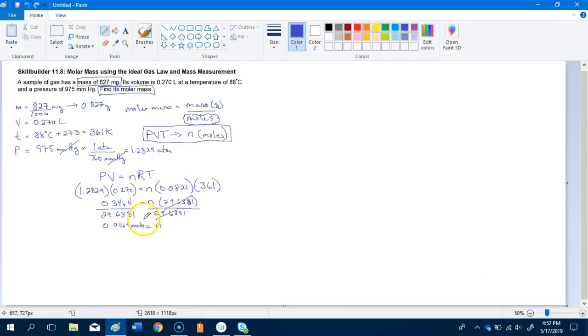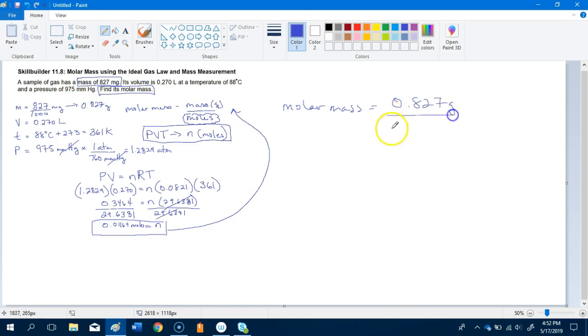Now I'm going to use those moles in my molar mass calculation. Molar mass is equal to my mass in grams, 0.827 grams, divided by my moles, 0.01169 moles. And so my molar mass is going to be 70.7 grams per mole.